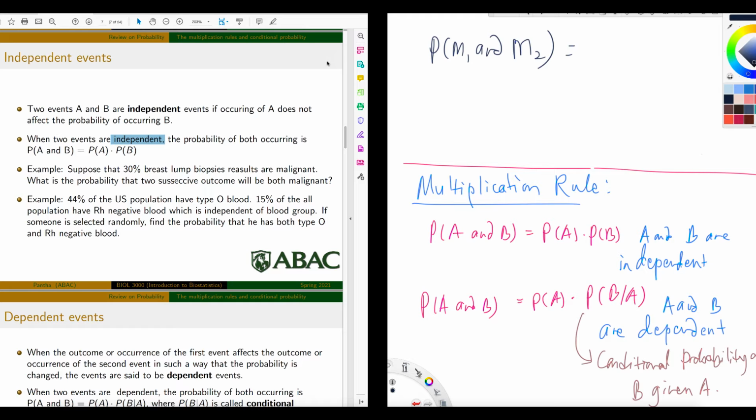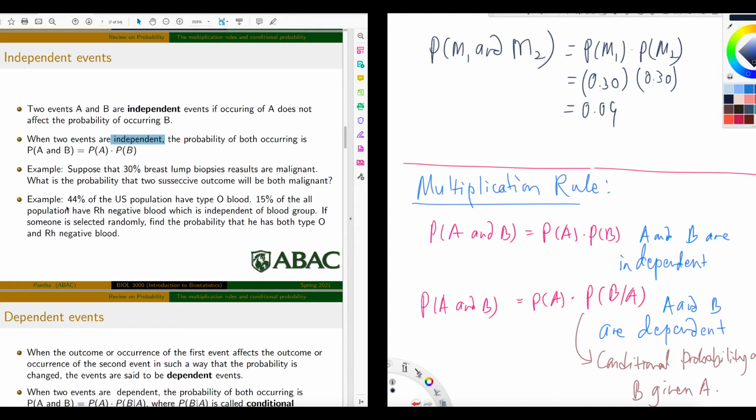Whatever you pick does not depend on the second pick, or the second pick does not depend on the first pick, right? That will be probability of M1 times probability of M2. That will be 0.30, the probability of malignant on the first pick, times the probability of malignant in the second pick. That will be 0.09. So if you randomly pick two biopsy results, then the probability that both of these are malignant is just 9%, 0.09. Okay, so this is the case of independent events.